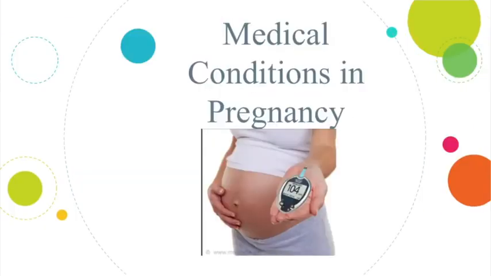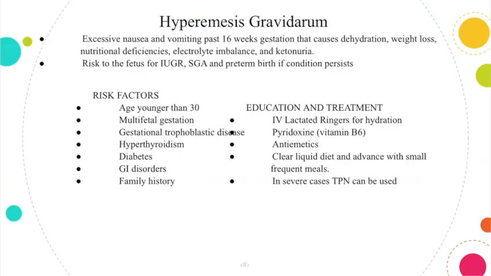So the next thing we're going to talk about for this content are medical conditions that are associated with pregnancy. The first thing we're going to talk about is a condition called hyperemesis gravidarum. Most of us just shorten it to hyperemesis, but what it is is excessive nausea and vomiting that lasts after 16 weeks gestation. Now remember, this is a problem because this pregnant person is growing a human being, and if they're throwing up so much that they're dehydrated and they're having weight loss and electrolyte imbalances, that can affect the growth of the fetus. So this is really a complication here of pregnancy.